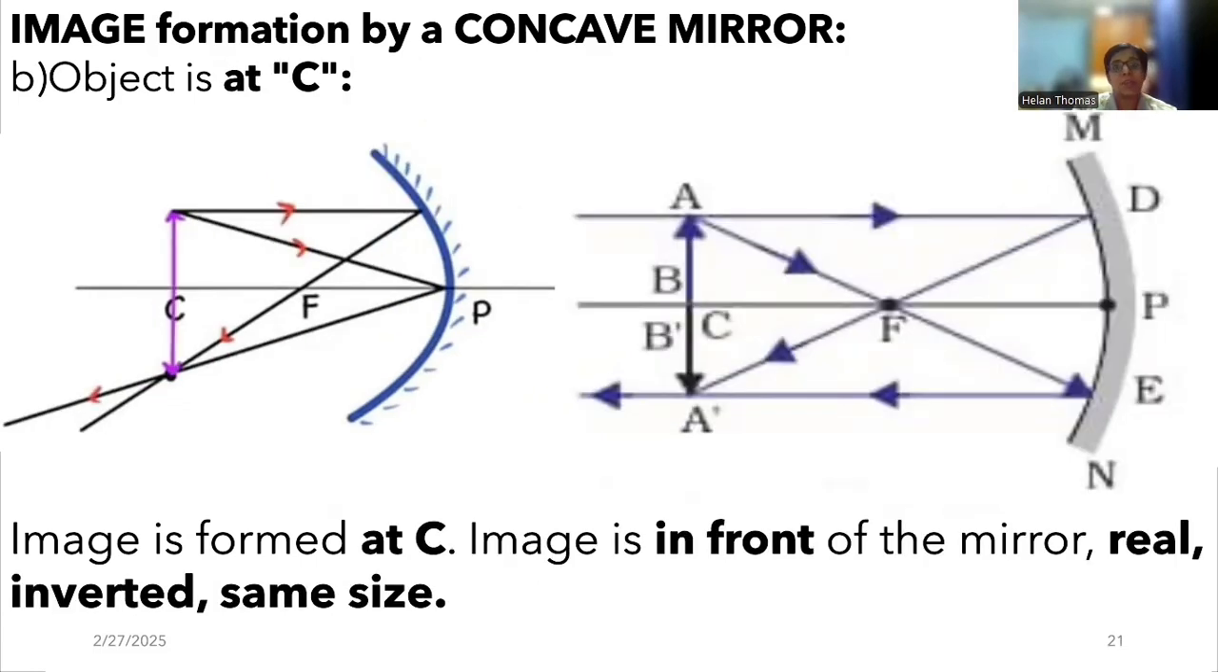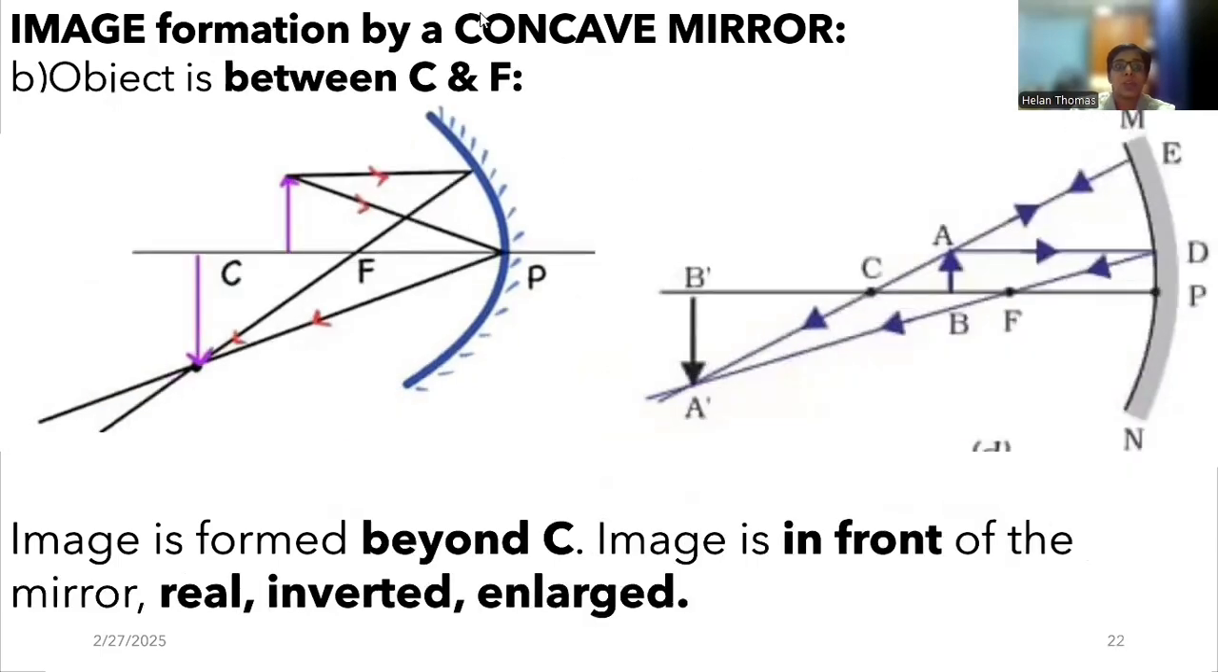When the object is at C, the image is formed at C. The image size and the object size are the same. It is formed in front of the mirror, and it is real and inverted. See, real, inverted. You have to have this picture in mind. This is very, very important and has come in the board exams many times, when the object is placed at C in front of a concave mirror. At C, the image is of the same size, formed in front of the mirror, real and inverted.